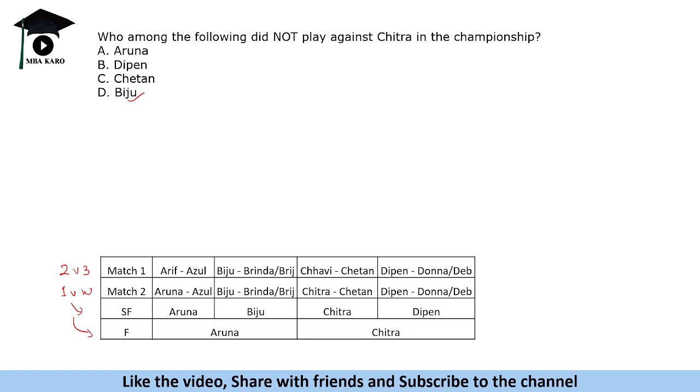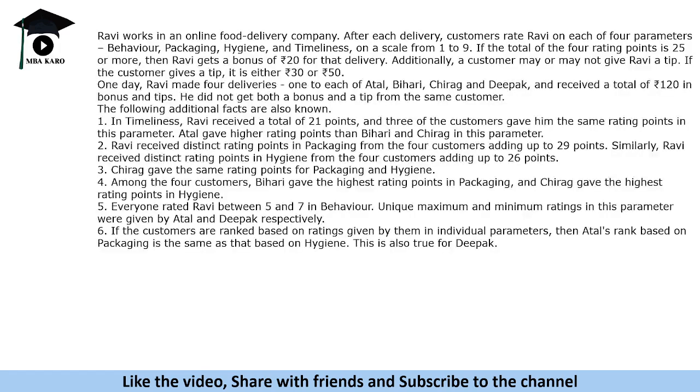All right, so let's look at the next set, which was a difficult one and a lengthy one too, involving good application of numbers. It says that Ravi works in an online food delivery company. After each delivery, customers rate him on four parameters: behavior, packaging, hygiene, and timeliness on a scale from 1 to 9. If the total of the four ratings is 25 or more, then Ravi gets a bonus of 20 for that delivery.